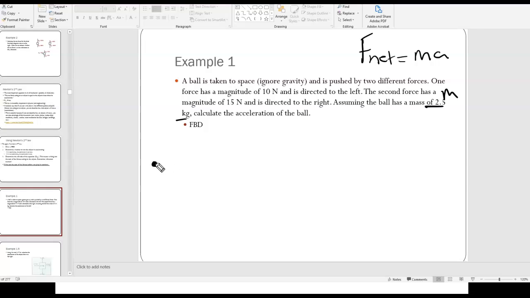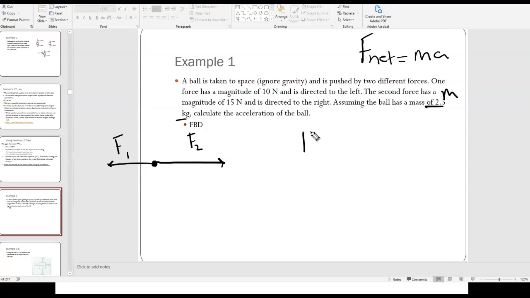Step 1 in any second law problem is to draw a free body diagram. So we have a force going to the left. I'm going to call this F1. And then we have a force going to the right. I'm going to call this F2. Notice that I've drawn the arrow to the right longer than the arrow to the left, because I can tell from the problem that the force to the right is bigger than the force to the left. 15 is bigger than 10. So step 1, draw an FBD.